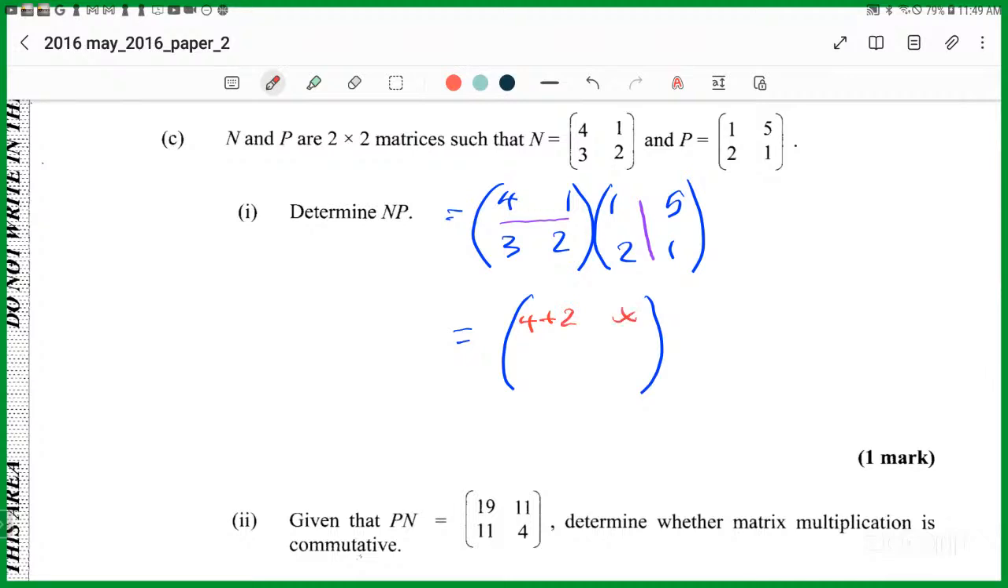Then this second value is positioned in the first row, second column. To get it, multiply the first row by the second column: first element times first element, second element times second element. That's 4 times 5 and 1 times 1. So 4 times 5 is 20 and 1 times 1 is 1.